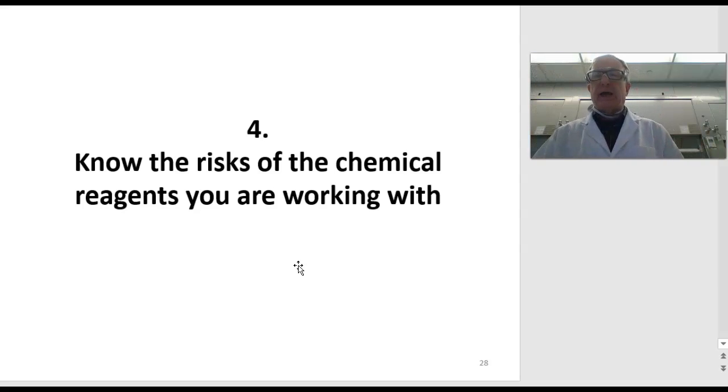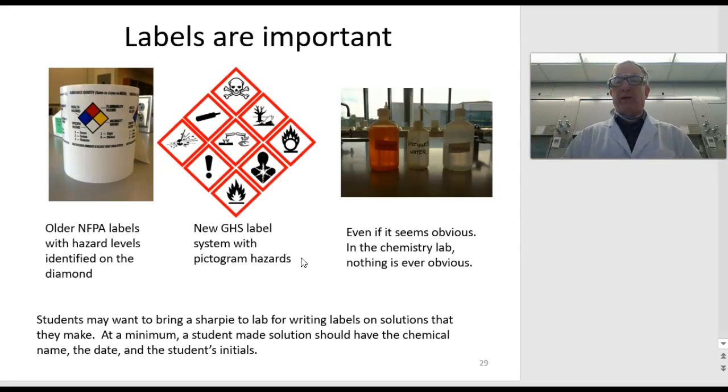Those are important labels in your real life when you read about foodstuffs, but labels in the chemical lab are of even greater importance to you now that you're becoming a chemist. There are two types of labels. They're the older labels from the NFPA, which are a diamond, and then there are the new GHS labels. They have these 9 different pictograms that you see in the center. Even if it seems obvious, in the chemical lab nothing's ever obvious. You see a bottle and you think it may be harmless, but you really need to look at the label and see what it's all about.